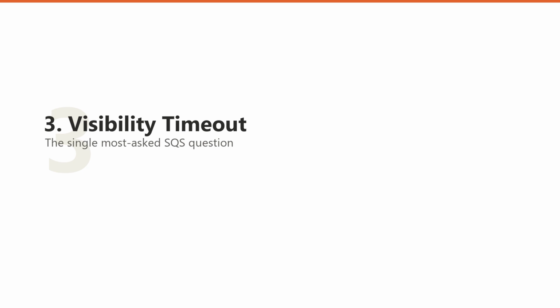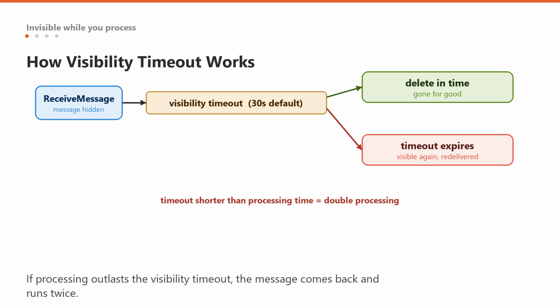Concept 3: The visibility timeout. If you learn one SQS mechanism deeply, make it this one. It's the single most asked SQS question. When a consumer receives a message, SQS doesn't delete it. Instead, it hides the message from other consumers for a period called the visibility timeout, 30 seconds by default. The idea is, while you're processing, nobody else should grab the same message.